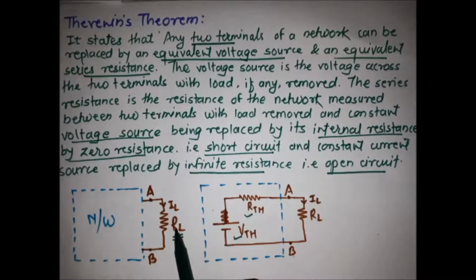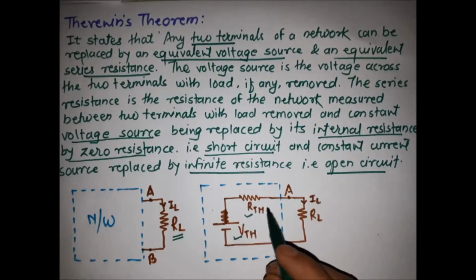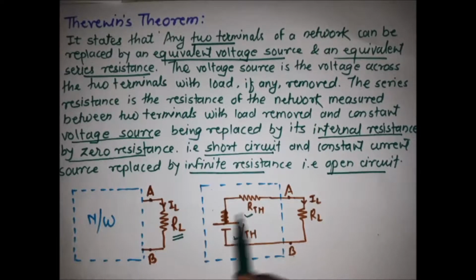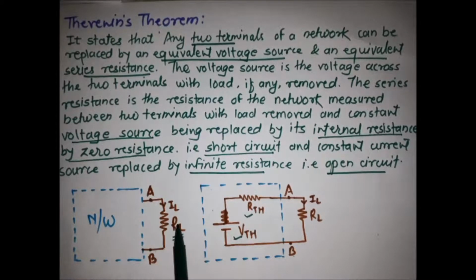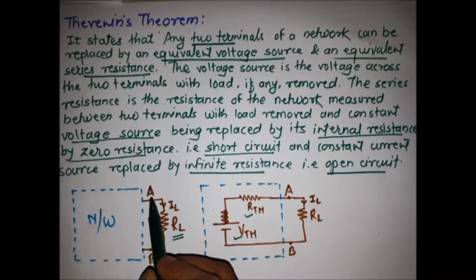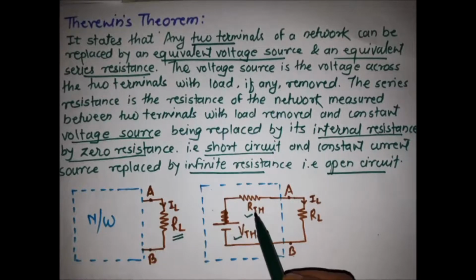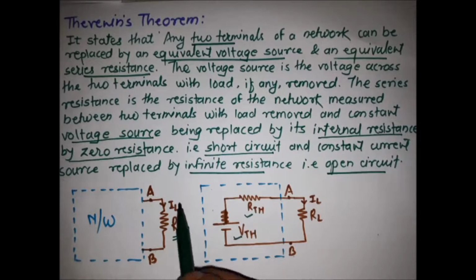So all the network across or in series with the load resistance, we are replacing with a voltage source in series with a resistance. We call them the Thevenin voltage and the Thevenin resistance. For finding the Thevenin voltage, we replace the load resistance through which we have to find the current between the A and B terminals. So we are replacing RL and finding the VTH across terminals A and B. And for finding the RTH, we again replace the load resistance RL and find the RTH between the two terminals A and B.